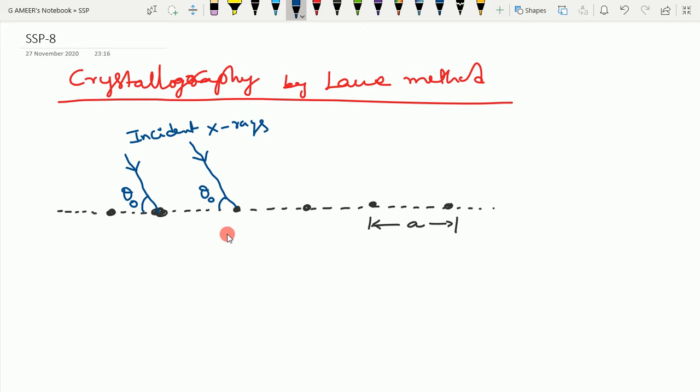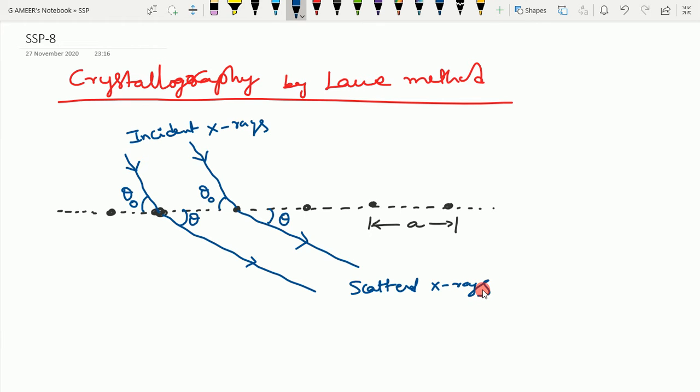Then we have the scattered X-rays. Let's say there is a scattered ray from here, and this is the scattered ray from here. Again these are parallel. Let's say these scattered rays make an angle theta with the plane, both at the same angle theta. These are the scattered X-rays. The scattered X-rays will interfere with each other, and that may satisfy the Bragg's condition.